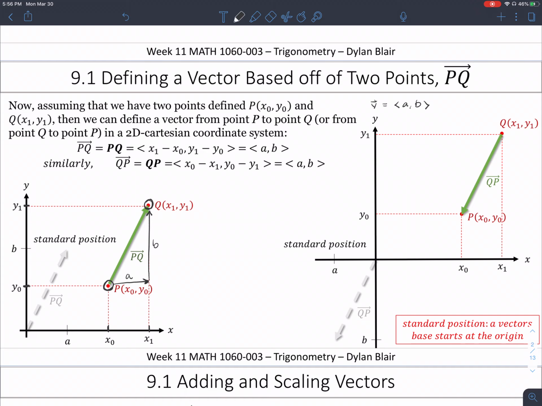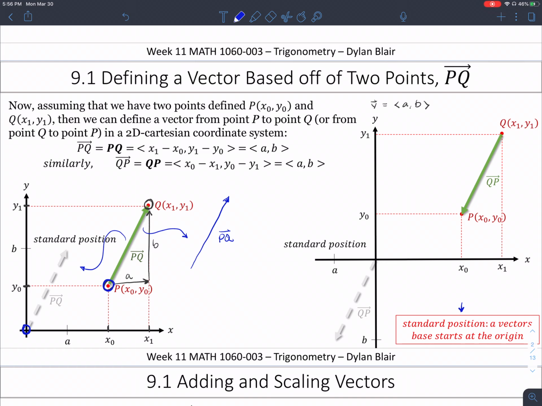Okay, now note vectors are the exact same no matter where we translate them. So we could have translated this vector, say, to right here, and it's still going to be the exact same vector. So what that means is that we could actually translate this vector so that the base of the vector is located at the origin. Now, when we look at the bottom right-hand side, what this is known as is the standard position of the vector, so that the base of the vector starts at the origin.